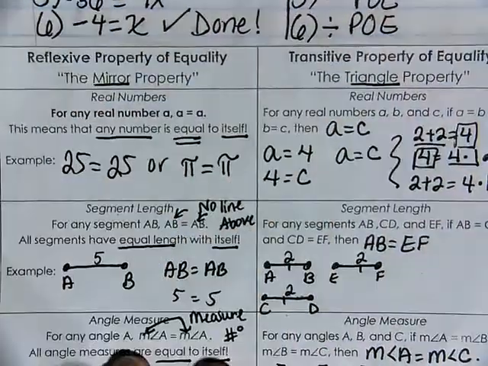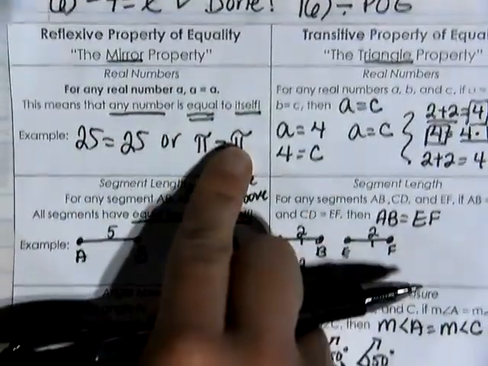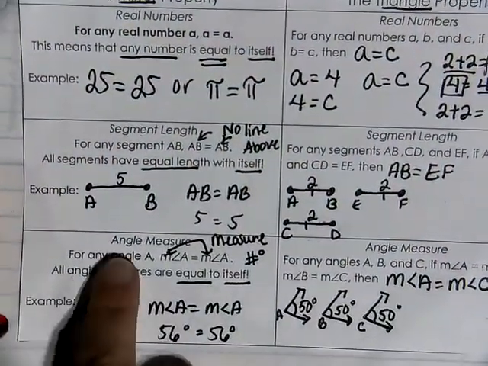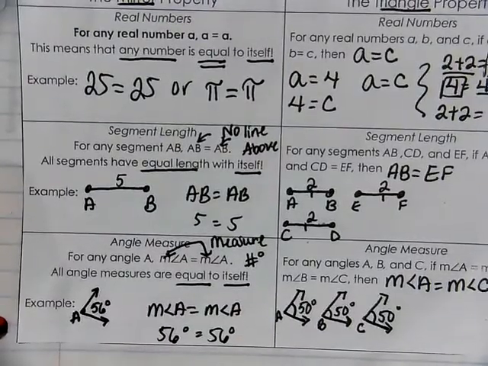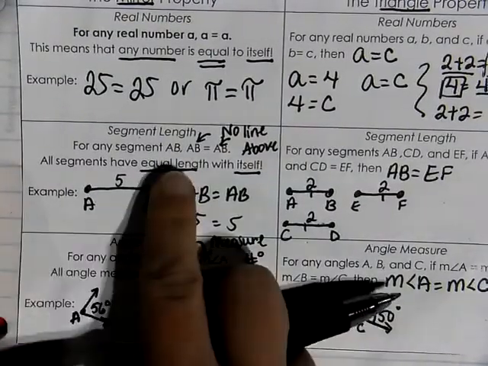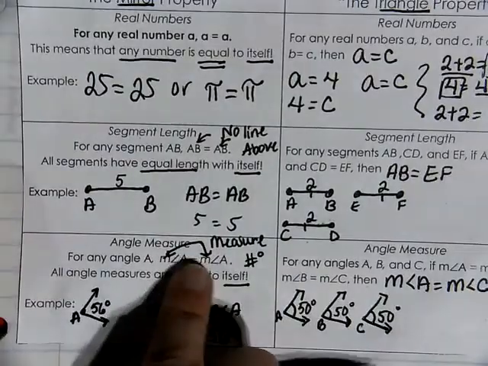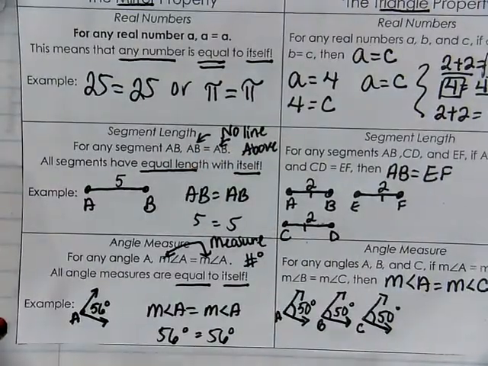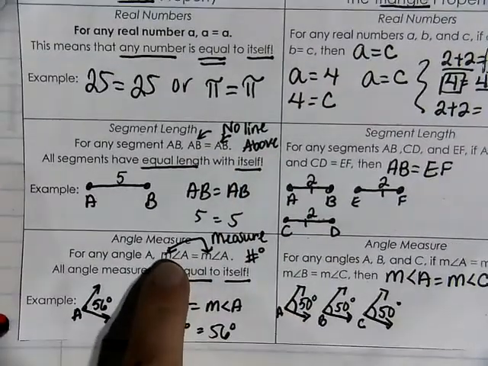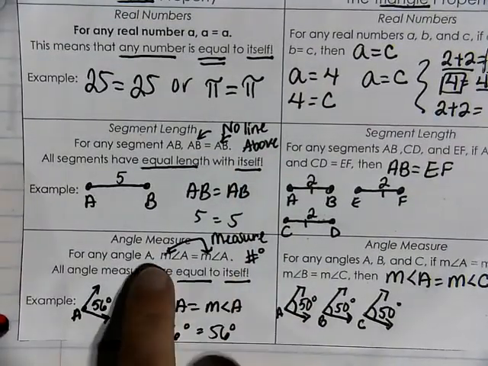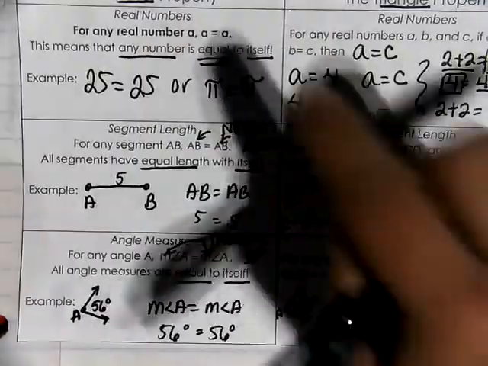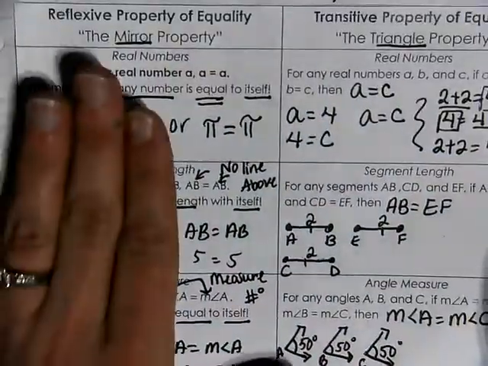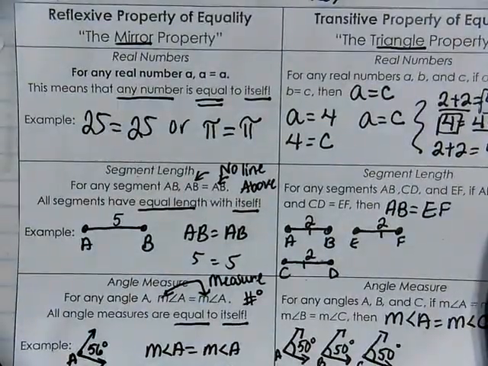The reflexive property says that numbers are equal to themselves, segment lengths are equal to themselves, and angle measures are equal to themselves. Make sure that you're using appropriate symbols. There's going to be no line above if we're talking about segment length and equality. And there's going to be the little m in front of each angle if we're talking about angle measures. Numbers, of course, are always equal to themselves. That is the reflexive property of equality.